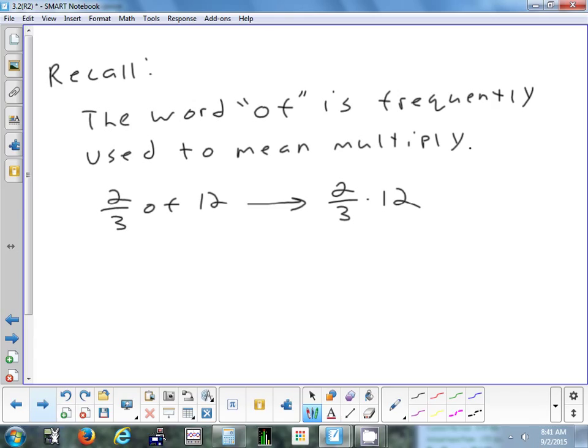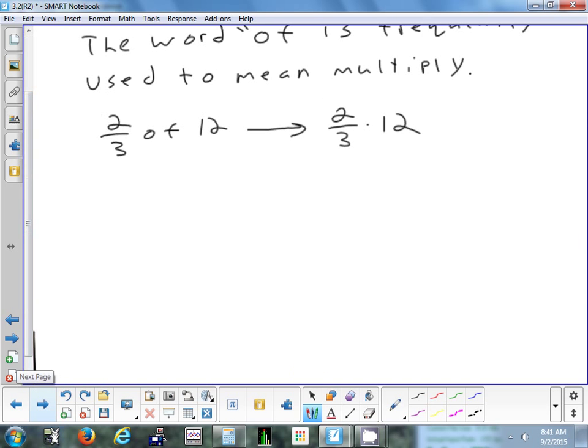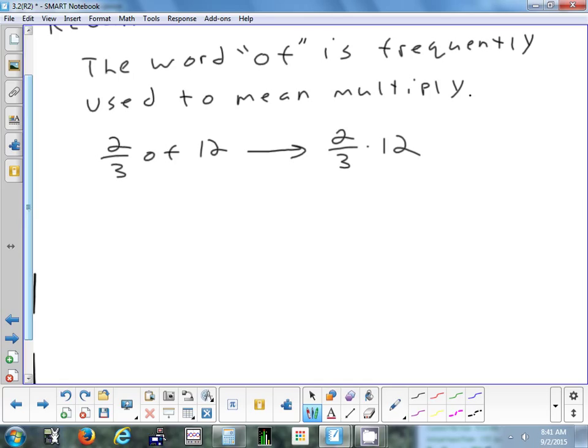We've seen the word "of" a lot. When you see "of," that means multiply. So if I said to you, what is 2/3 of 12? The way you could figure that out on a calculator is 2/3 times 12. Just change the word "of" to times. I think we've gone over that before, right, Mr. Roy? Yeah, we talked about it.